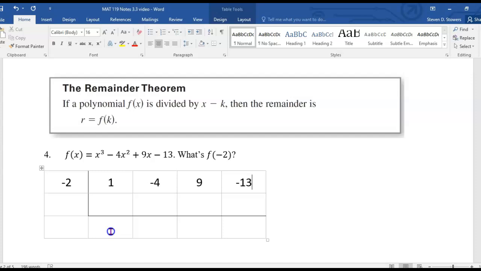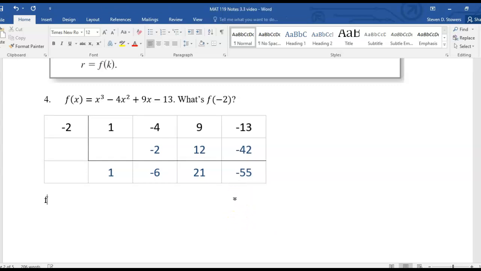And we're going to bring down the 1. Negative 2 times 1 is negative 2. Add negative 4 plus negative 2 to get negative 6. Multiply negative 2 times negative 6 to get positive 12. Add 9 plus 12 to get 21. Multiply negative 2 times 21 to get negative 42. And add negative 13 plus negative 42 to get negative 55. So f of negative 2, we can say, is negative 55.